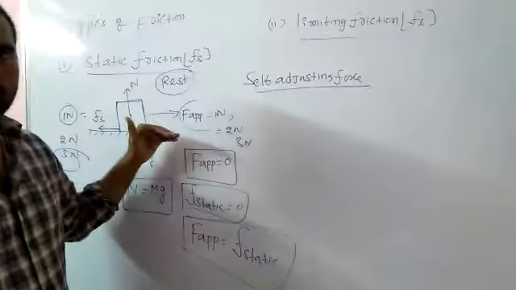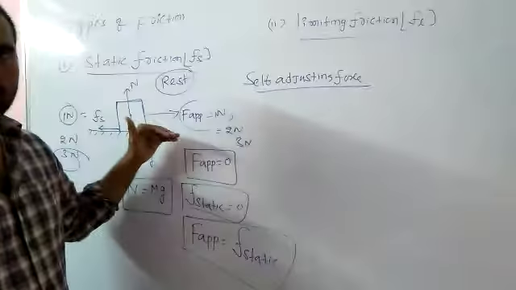By increasing the force up to some extent, this block is ready to slide. Up to 3 Newtons, the block is still at rest. When the force applied is 4 Newtons, this block is ready to slide, ready to start the motion.